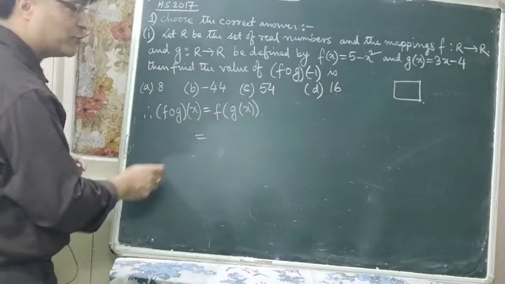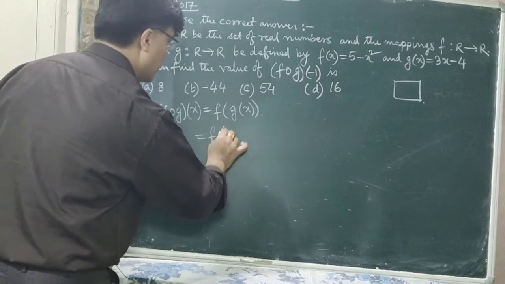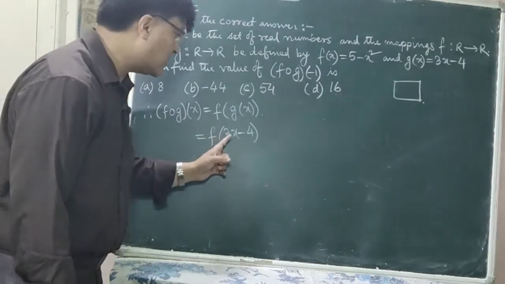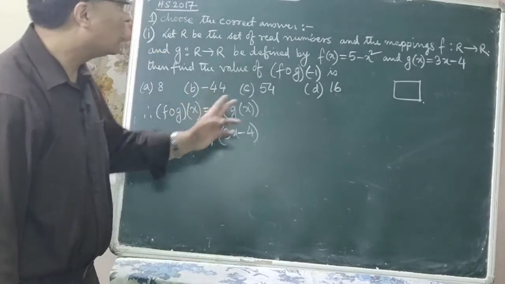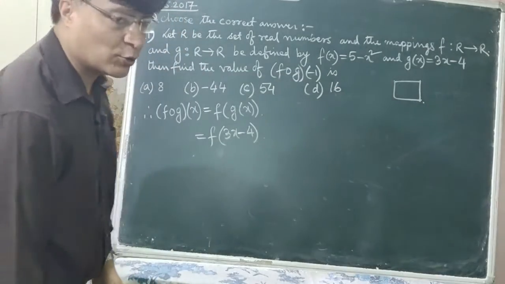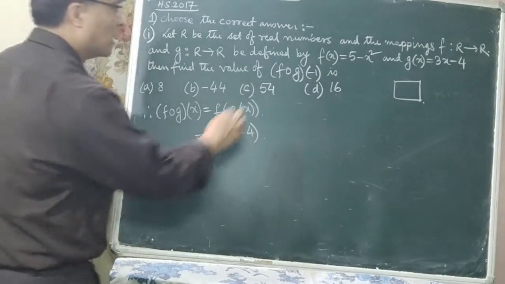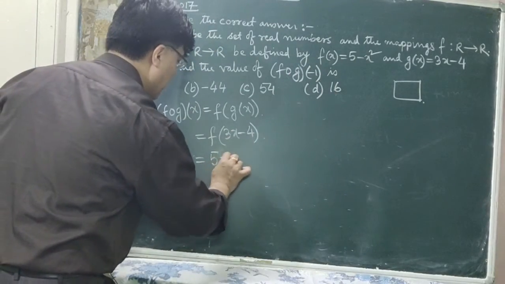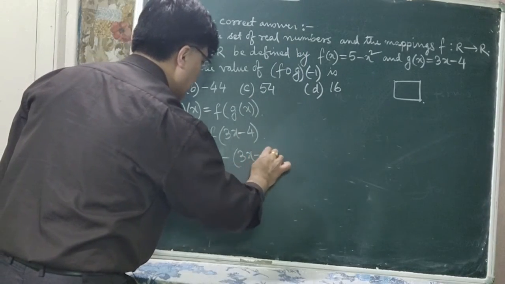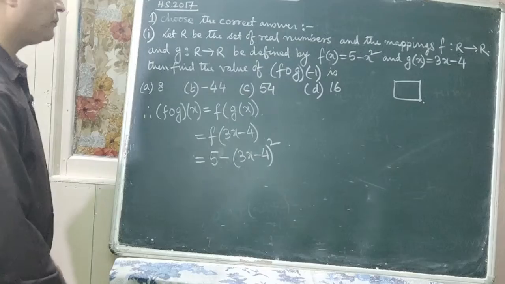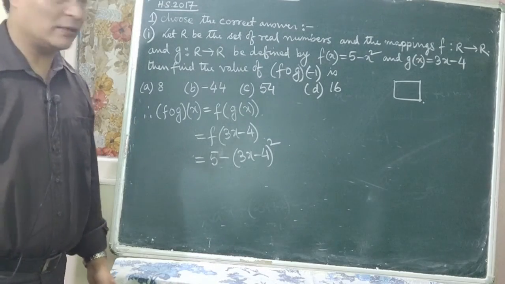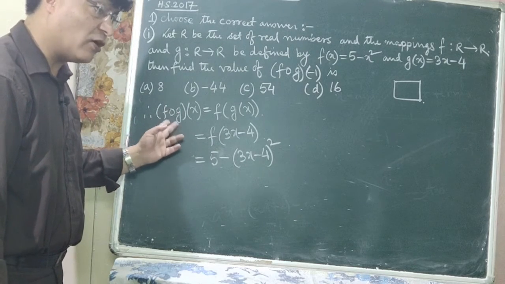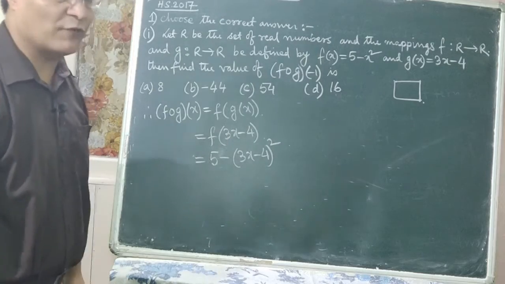Now you can put the value of g of x. What is that function g of x? It is 3x minus 4. So f of within bracket you can write 3x minus 4. So now instead of x there is 3x minus 4. This is just like your f of x. So what is the value for f of x? It is 5 minus x square, right? So which is equal to, now instead of x you put 3x minus 4. So this right hand side now becomes 5 minus, what is x whole square? This is your 3x minus 4 whole square. So I think you have understood it. So this is the value for fog of x, 5 minus 3x minus 4 whole square.